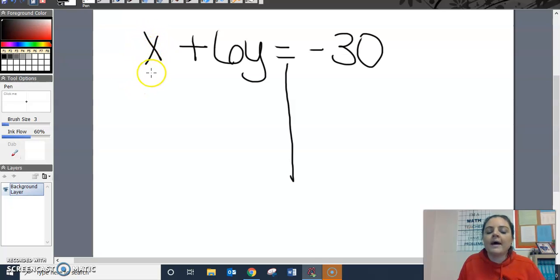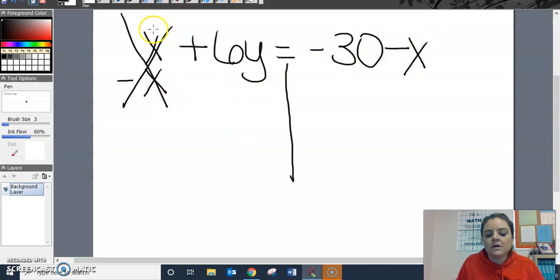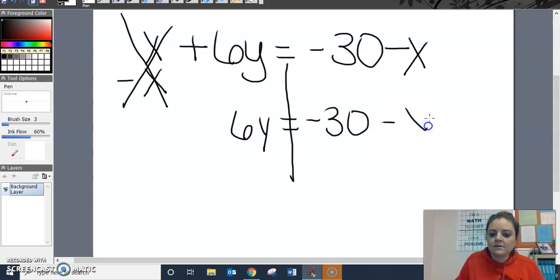If we want to get rid of x on the left side of our equation, we're going to go ahead and minus x. Minus x. So rewrite 6y equals negative 30 minus x. And we have to say, is y by itself on the left side? Y is still not by itself. It's being multiplied by 6. So go ahead and divide each term by 6.